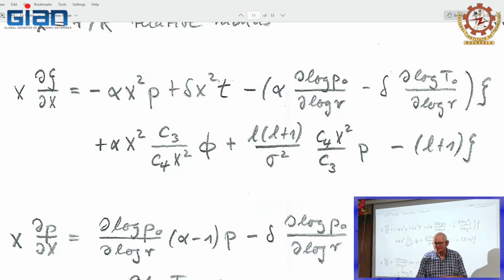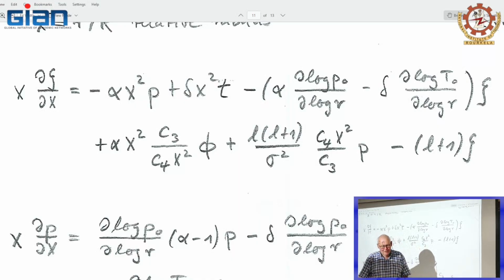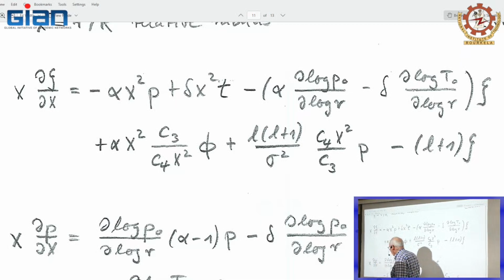Fortunately, it's a regular singular point. Otherwise, it would be pretty bad. We couldn't interpret the solutions. So all the quantities are required to remain finite. That means the left-hand side vanishes for x equal to 0, and it does so for all of these equations.